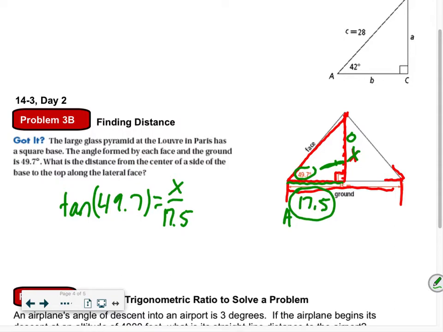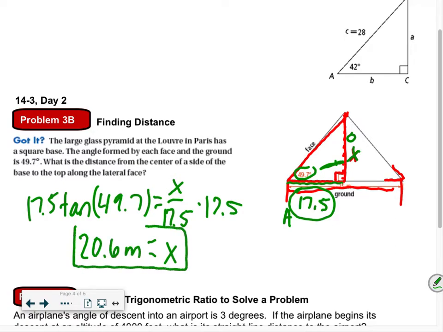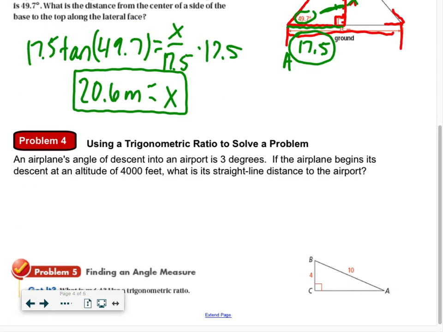Like we did yesterday, multiply 17.5 by each side, and so x equals 17.5 times the tangent of 49.7. If you put that in your calculator, you should get 20.6 meters. If you're not getting that, make sure your calculator is in degrees, not radians. If you get a negative number, a lot of times that is what the problem is.